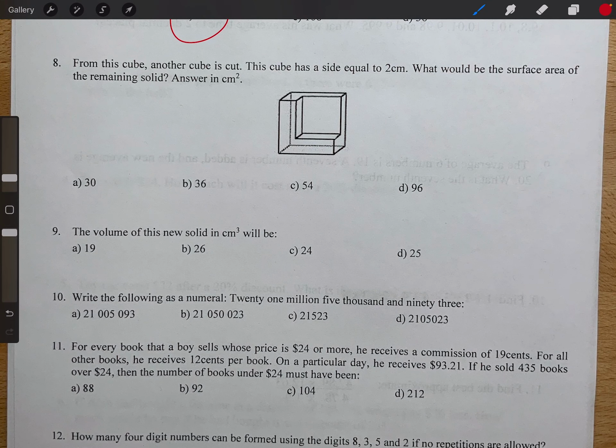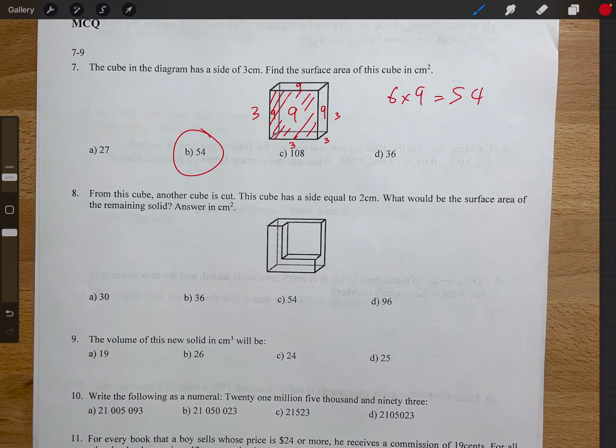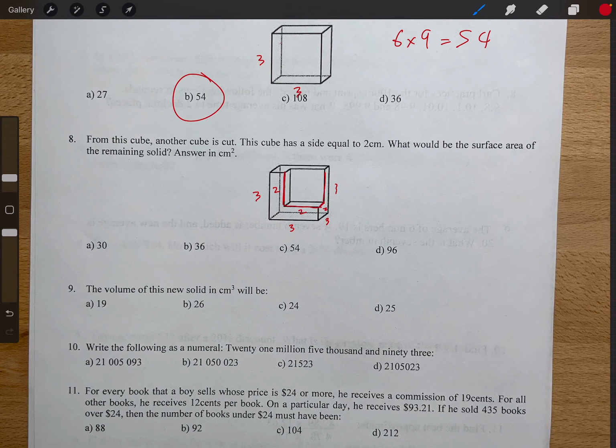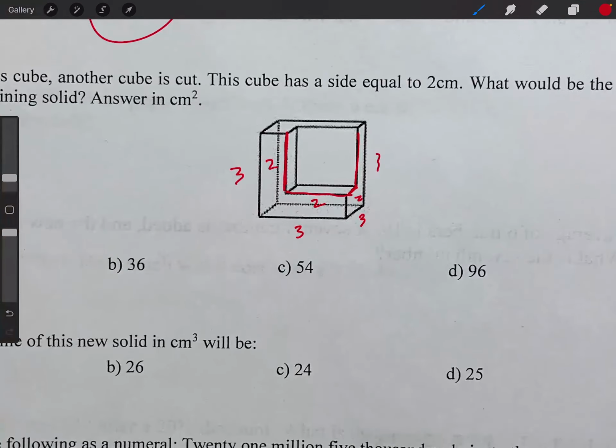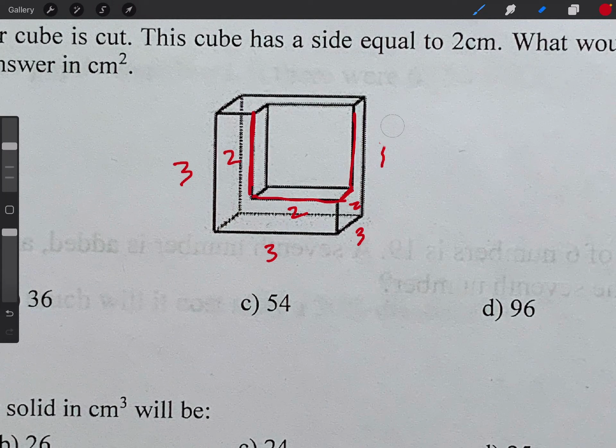Okay, next one says, from this cube, another cube is cut. So from this cube here, another cube is cut. This cube has a side equal to 2. So you see this one with 3. So these are all 3. Another cube is cut and this one only has 2. Alright. What would be the surface area of the remaining solid? Okay. Now this one's a bit tricky, because you have to kind of use your imagination.